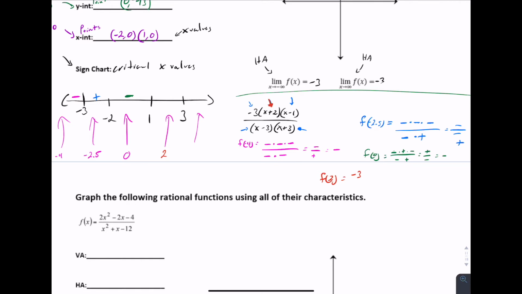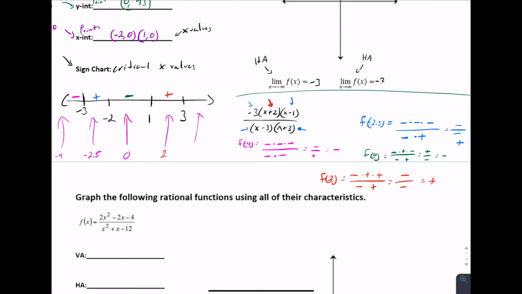You guys should already be figuring out what's going on here. So if we're plugging in a 2, this would be negative, positive, positive. Let's see, this is going to be a negative and this is going to be a positive. So the top is obviously going to be negative. The bottom is going to be negative. So the whole thing ends up becoming positive.